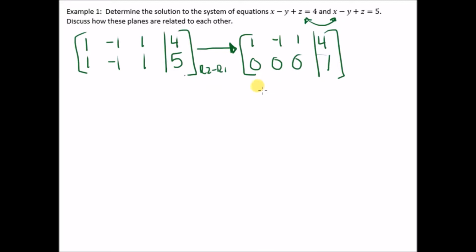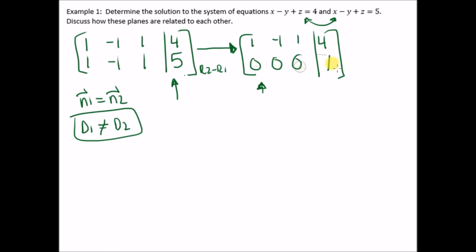Before we even touch on this, let's just take a look at these. 1 and 1, negative 1, negative 1, 1 and 1. So we know that the normal from equation 1 equals the normal from equation 2. What's different is the d value. The d value in equation 1 does not equal the d value in equation 2. This is what's important in this example. And what this allows us to get is 0, 0, 0 equals 1.